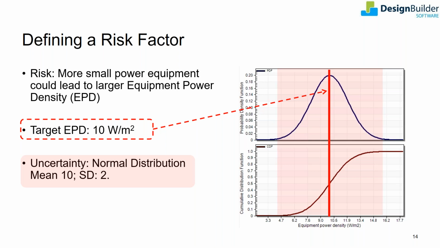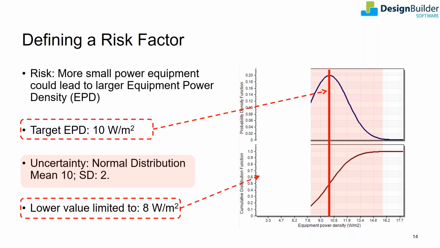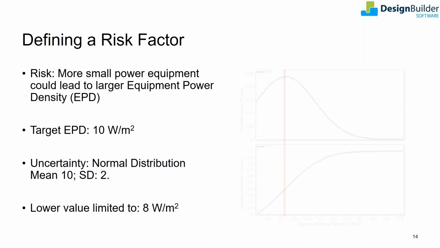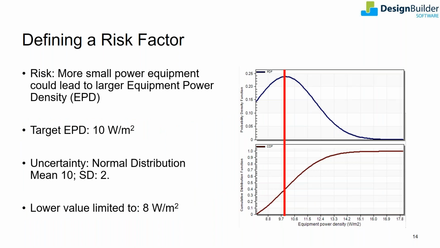Now it is not possible that the value can be lower than the minimum equipment power density that is installed. The lower value of the probability curve must therefore be limited to the minimum installed equipment power. In this case, it is 8 watts per meter square, which means all values under this value should not be considered in the uncertainty and sensitivity analysis. So the final graph looks like this.